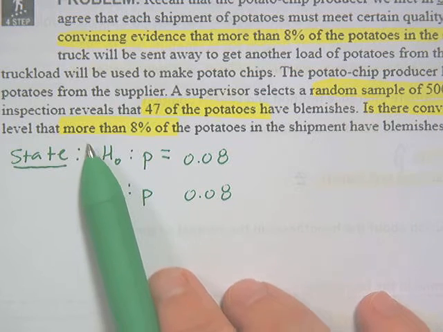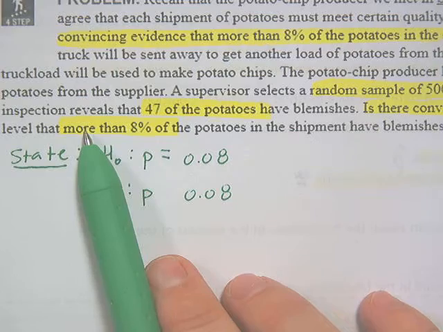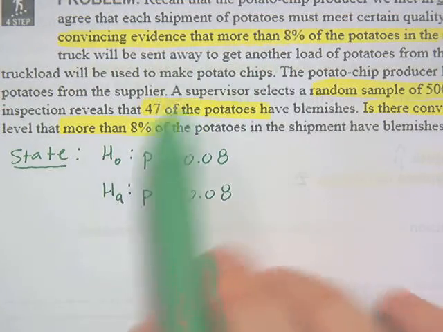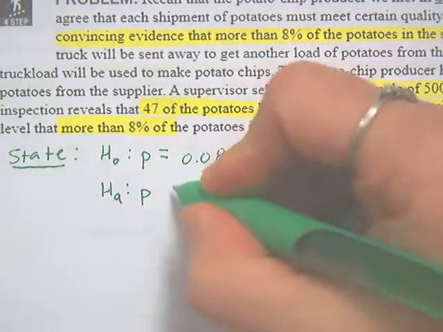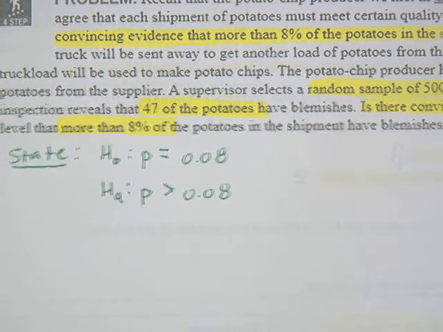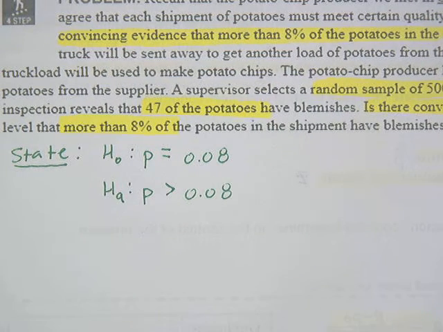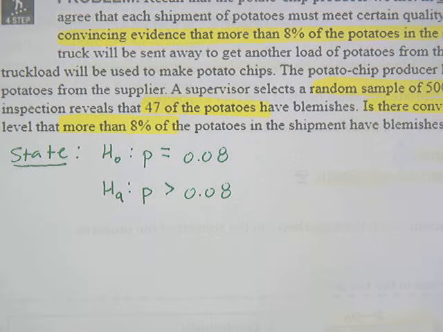Well, this one's pretty obvious because it says a couple of times, more than 8%, in other words, greater than 8%. Is there convincing evidence that more than 8% of the potatoes on this truck have blemishes? Now that's only part of the state process.